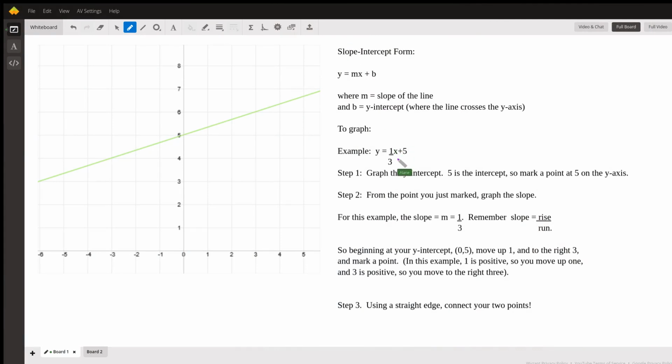The question is how do you graph, given the slope-intercept form, y equals 1/3 x plus 5? I've already graphed the line here. I'm going to show you how I did it.